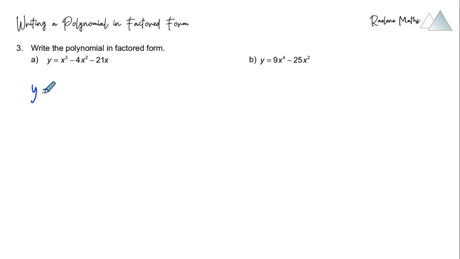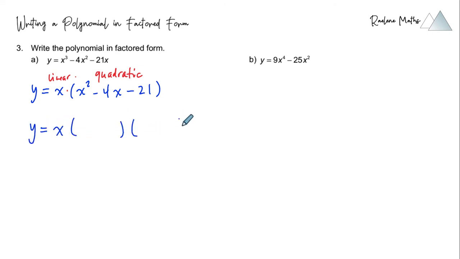So we notice that each of the terms on the right-hand side has a common factor of x, and when we factor that out, we get x squared minus 4x minus 21. So we end up getting a linear factor, and a factor is something joined by multiplication, times a quadratic factor. And so we want to factor into linear factors. So we further factor the quadratic, we get y equals x times 2 linear factors.